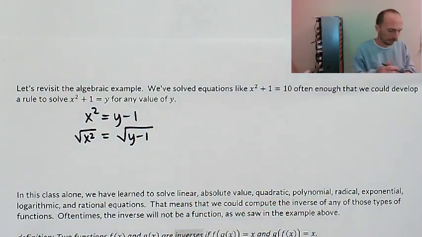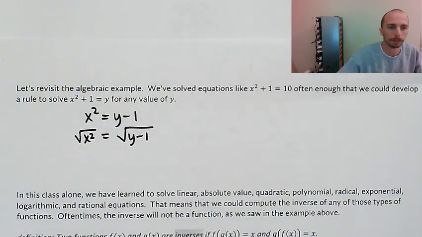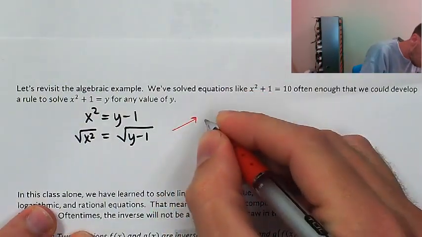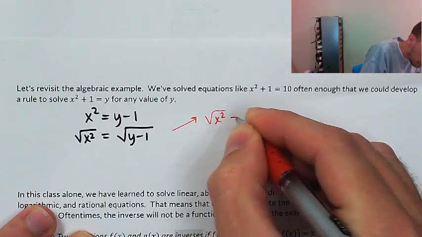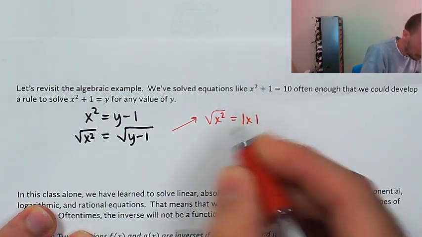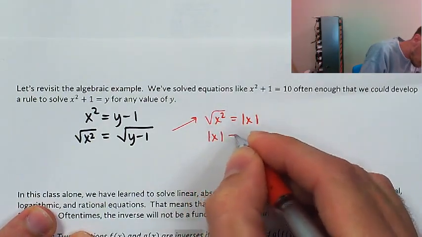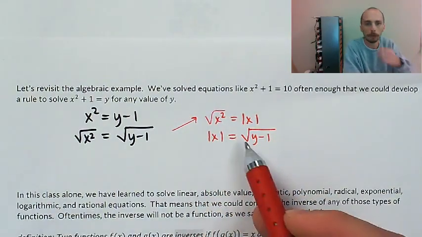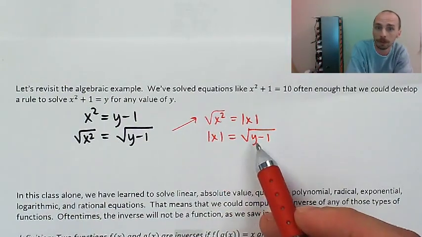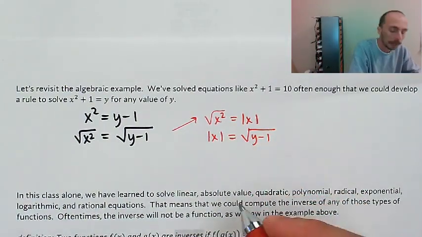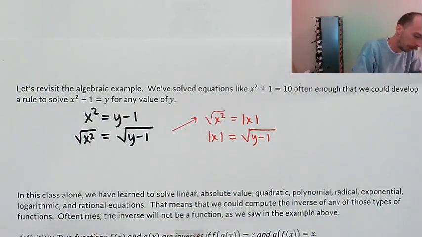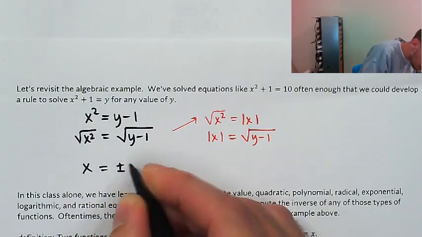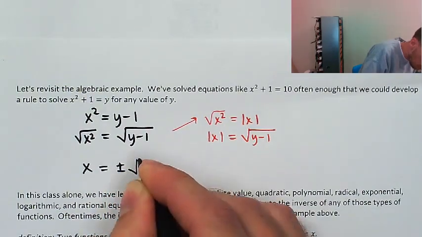But I think it's been long enough that I should remind you of why we do that. Let's add a different color, and I'm just going to remind you that the square root of x squared is equal to the absolute value of x. So really what I have is the absolute value of x equaling the square root of y minus 1. And if the absolute value of a number equals that square root, then that number is either the same as the square root or it's the negative of the square root. And so that's why we would say x equals plus or minus the square root of y minus 1.